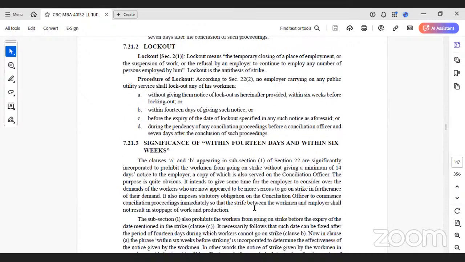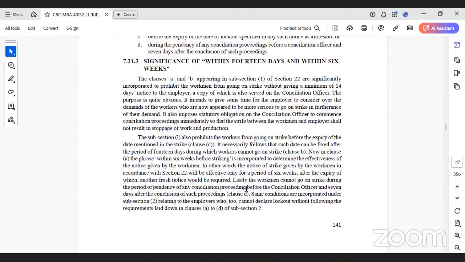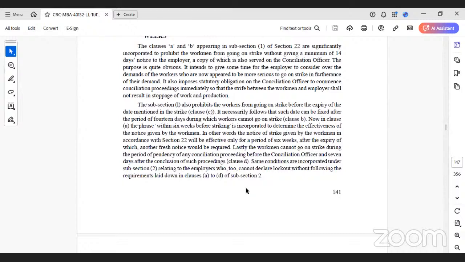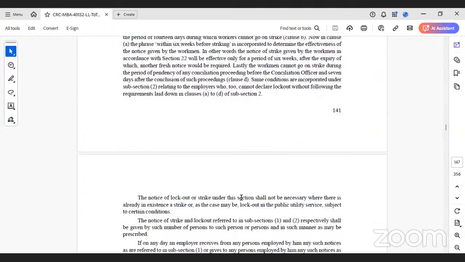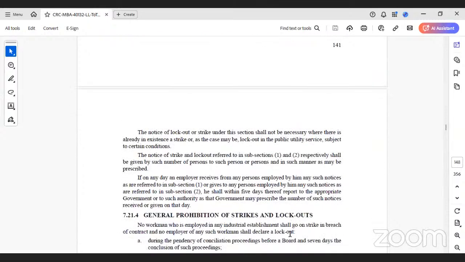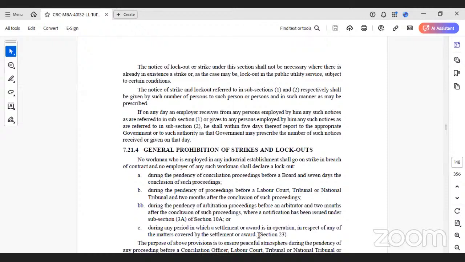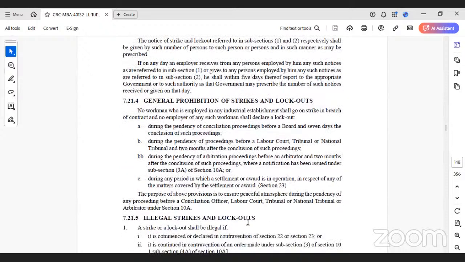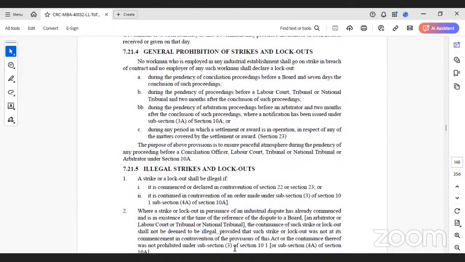Now, what is this 14 days and 6 weeks? So, the clauses A and B appearing in subsection 1 and 2 are incorporated to prohibit the workmen as well as the employers from going on a strike immediately the day they decide. Whenever something is going wrong, they cannot simply declare a lockout or a strike. So this minimum period has been given to protect the interest of the employment. And generally, whenever there are any pending proceedings before the conciliation board or labor court or national or industrial tribunals, generally the strike or lockouts are not acceptable. They are considered as illegal.